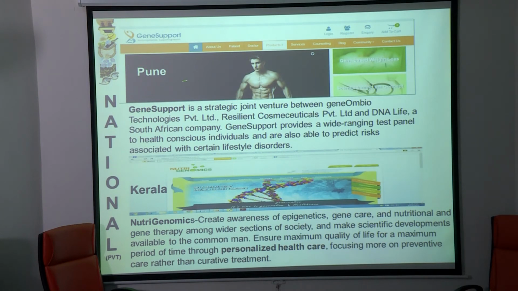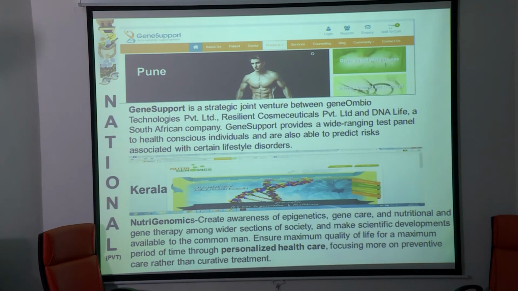But at the national level, there are some private agencies which have started, which are a little closely related to nutrigenomics, although not exactly. They are Gene Support and Nutrigenomics. They are a joint venture with an African company, and it's based in Pune. They provide wide-ranging test panels to health-conscious individuals, and they are also able to predict the results or the risks associated with certain lifestyles. So they do some testing and they predict this is good for you, this is not good for you.